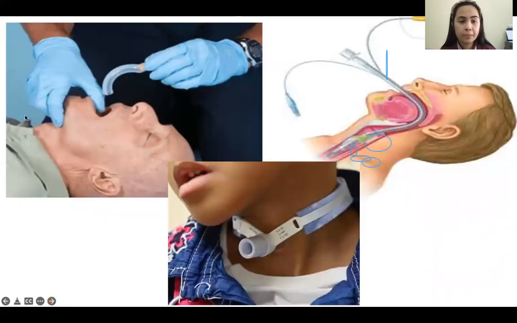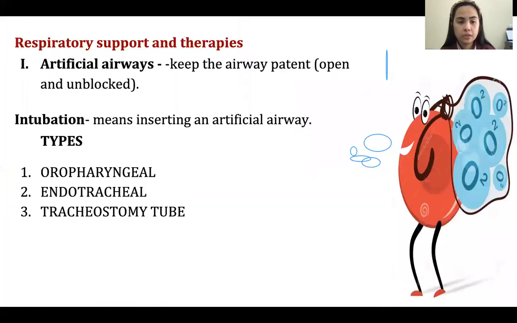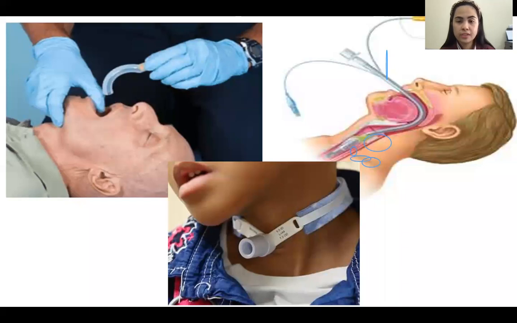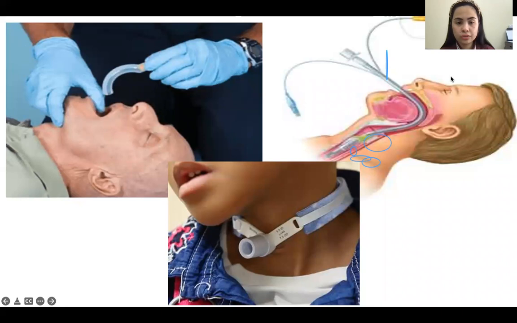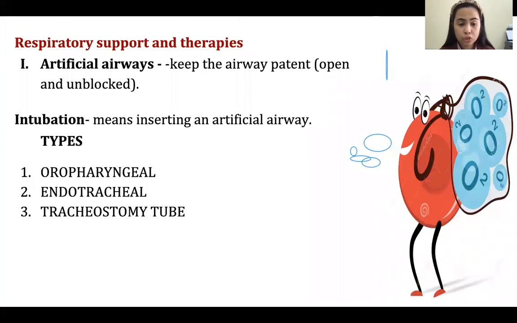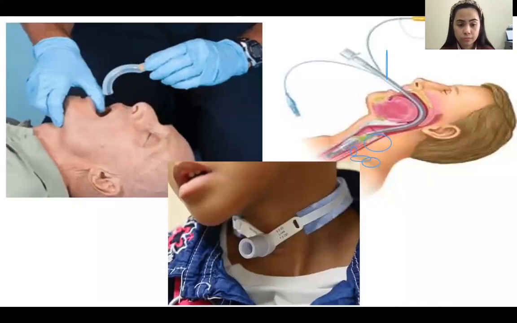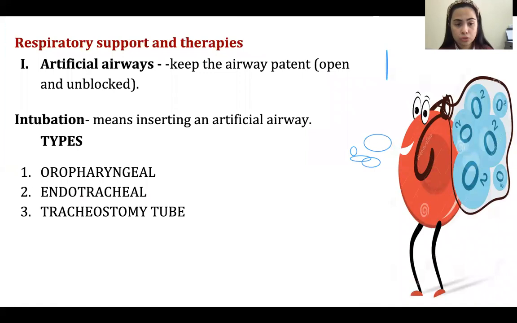On the left upper part, you will see that is oropharyngeal. Then endotracheal, you will see on the upper right part. And on the lower middle part, that is called tracheostomy tube. So these are the types of artificial airway we have.